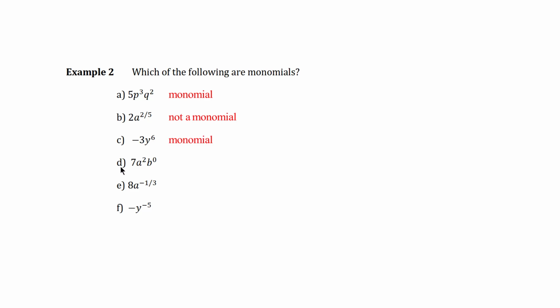For part D, we have 7a squared b to the 0 power. This would be a monomial. For part E, we have 8a raised to the exponent of negative 1/3 power. This is not a monomial because the exponent is a fraction. For part F, we have negative y raised to the negative 5th power. This is not a monomial because negative 5 is not a whole number.